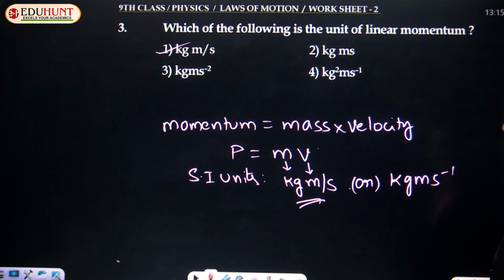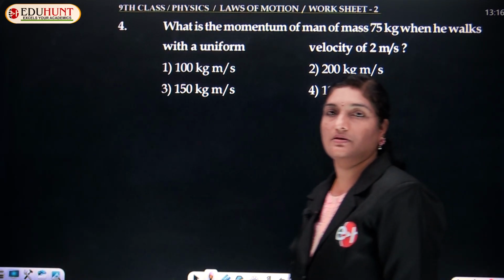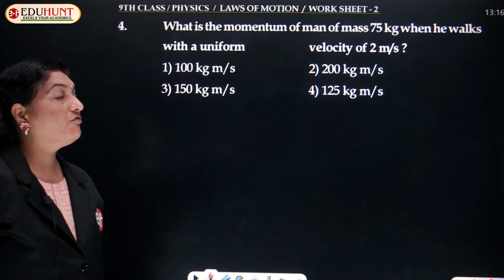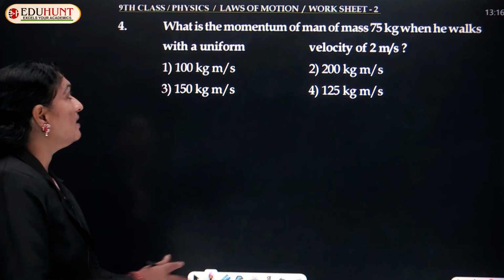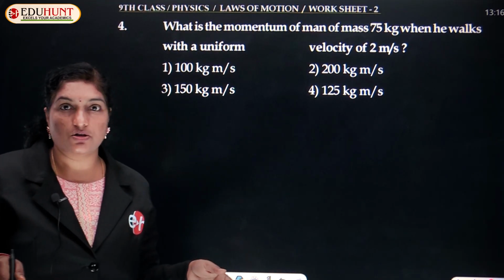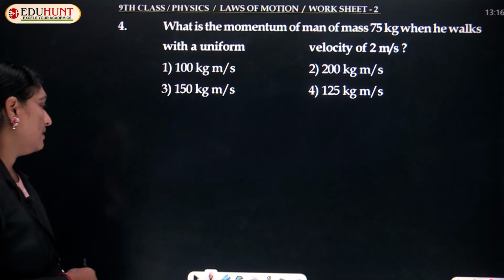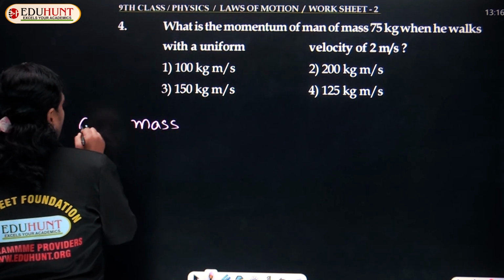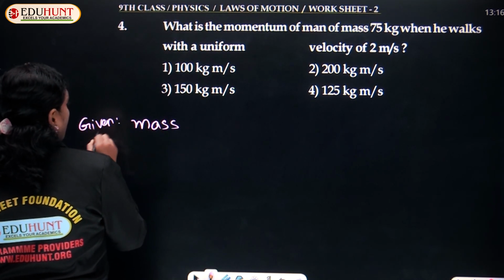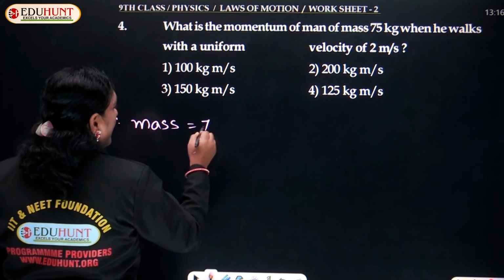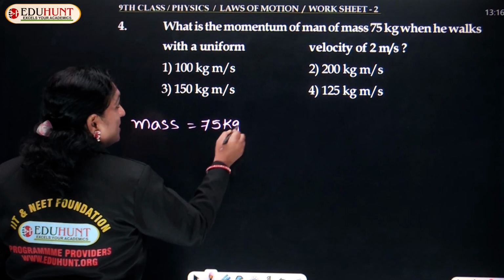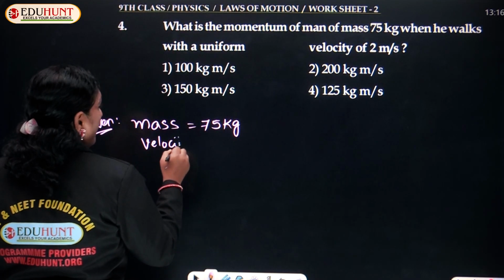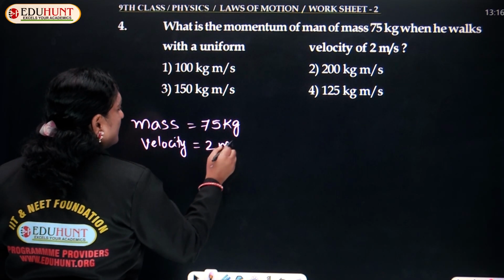Get it children? So, let us move to the next question, that is question number 4. What is the momentum of a man of mass 75 kg when he walks with a uniform velocity of 2 meter per second? So, what is the given data children? Given mass of the man as 75 kg, velocity of the man as 2 meter per second.